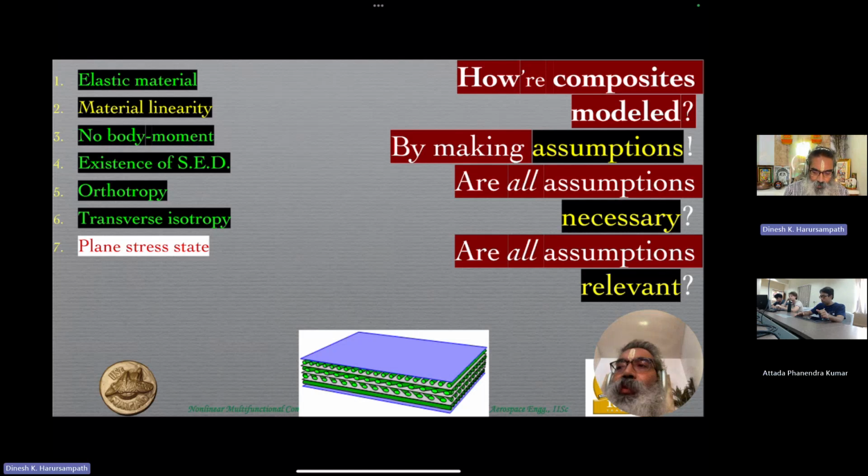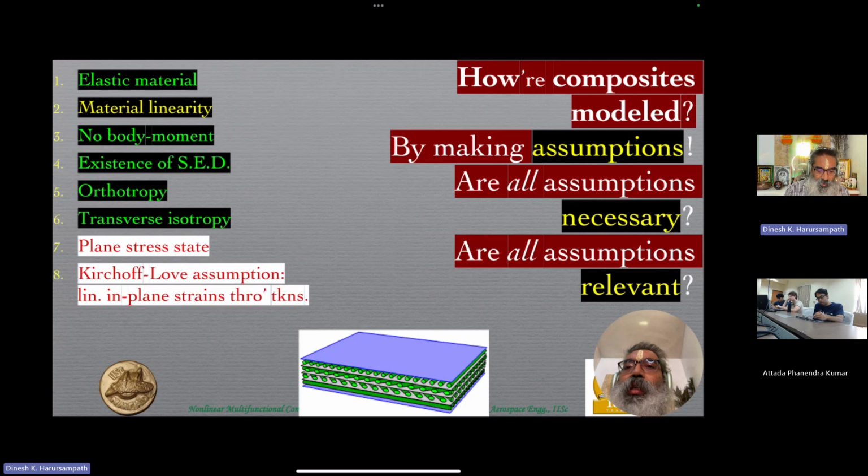Remember that we skipped the last three assumptions in the previous class, and we went on to introduce your take-home finals. So I'll just come back to this slide and finish off those last three assumptions which we left off. Up to the plane stress state, we have already done everything. So the next one that we would like to have is what is known as the Kirchhoff-Love assumption.